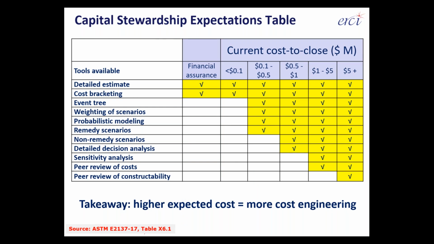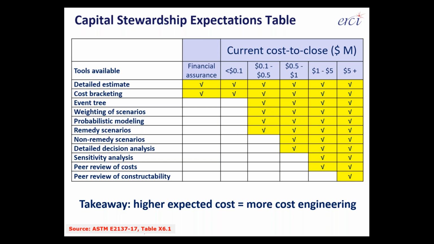One part of looking at different projects of different sizes is that they need different levels of care when it comes to capital stewardship activities like event trees and Monte Carlo modeling, looking at different remedial and non-remedy scenarios and so on. So I pulled out this table from ASTM 2137, which is the ASTM standard guide for estimating environmental liabilities. And I pulled up this table to give you a sense of when you might need to take more steps in looking at a liability.